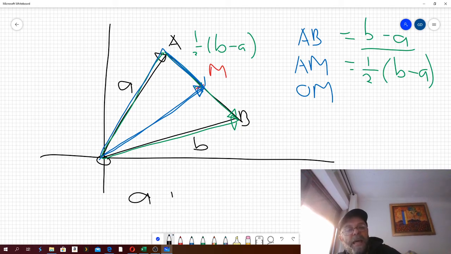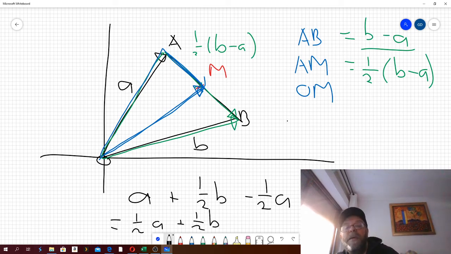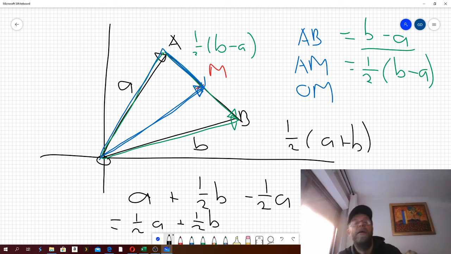We could say A plus a half B, and we can multiply that half into the bracket and get minus a half A. But what is A minus a half A? Well, that's simply a half A. So the answer is that the OM vector is a half A plus B, or a half A plus a half B, which you could factorize the half out and write it as a half A plus B with some of your algebra. So there we go.